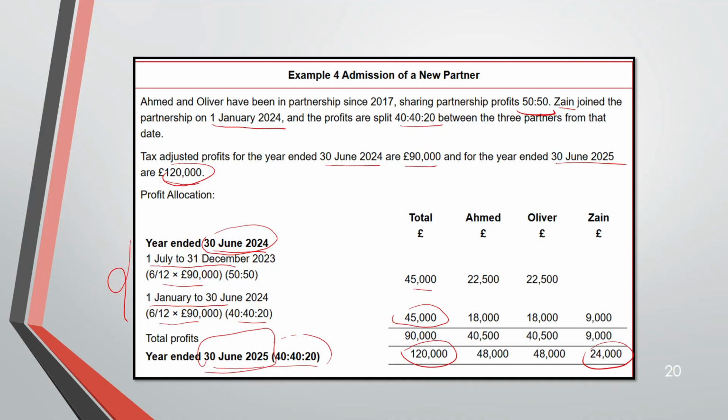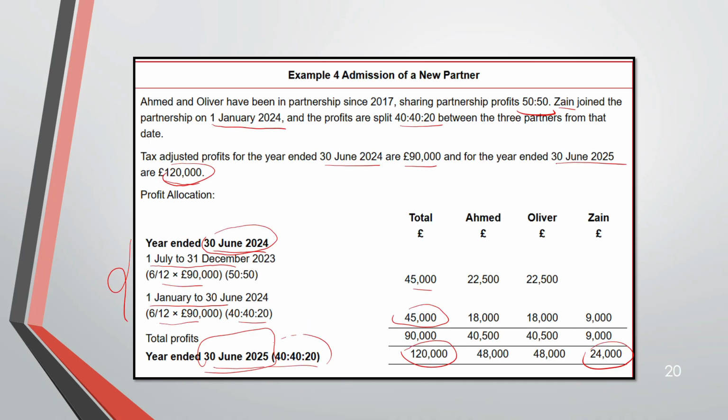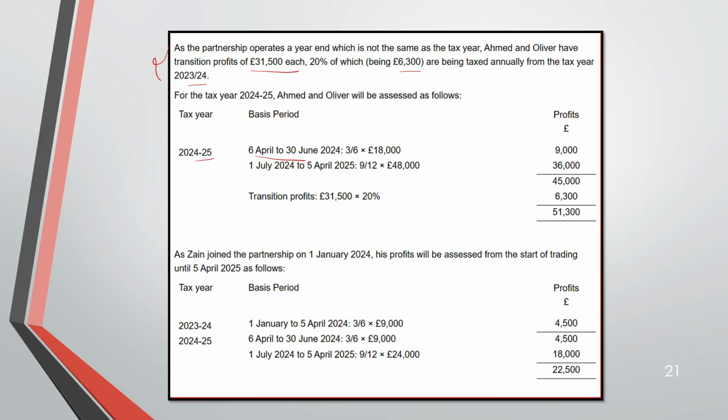So now this is the continuation. Okay, this part is a continuation of the question. Example. So here, if they have the transition profit of 31,500, what happens? Now, this is how for the tax year 24-25 they'll be assessed. So see your 24 runs from 6th April 24 to 30th June. You have to take the June, because year end is June, it is the continuation of this. You see 30th June. So from 6th April to June, it is 3 months.